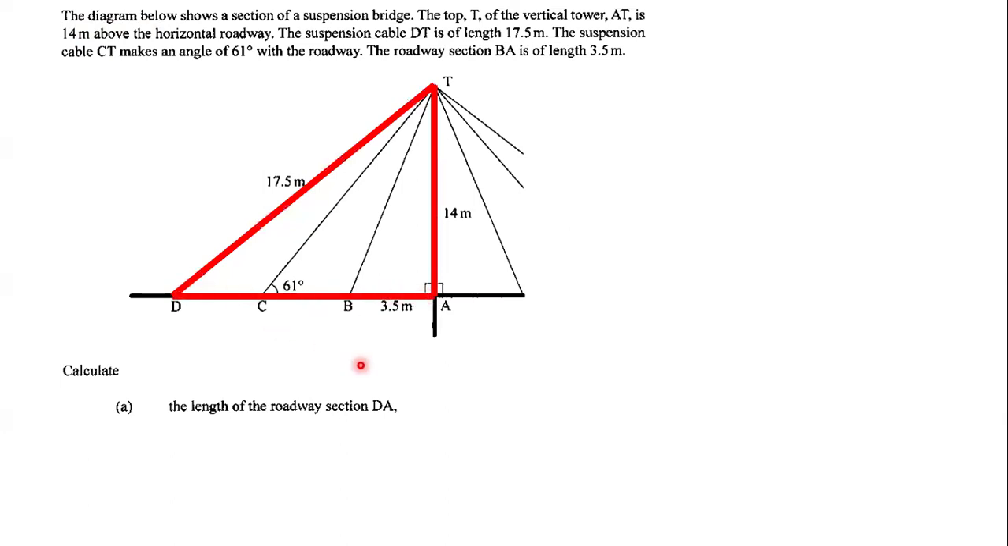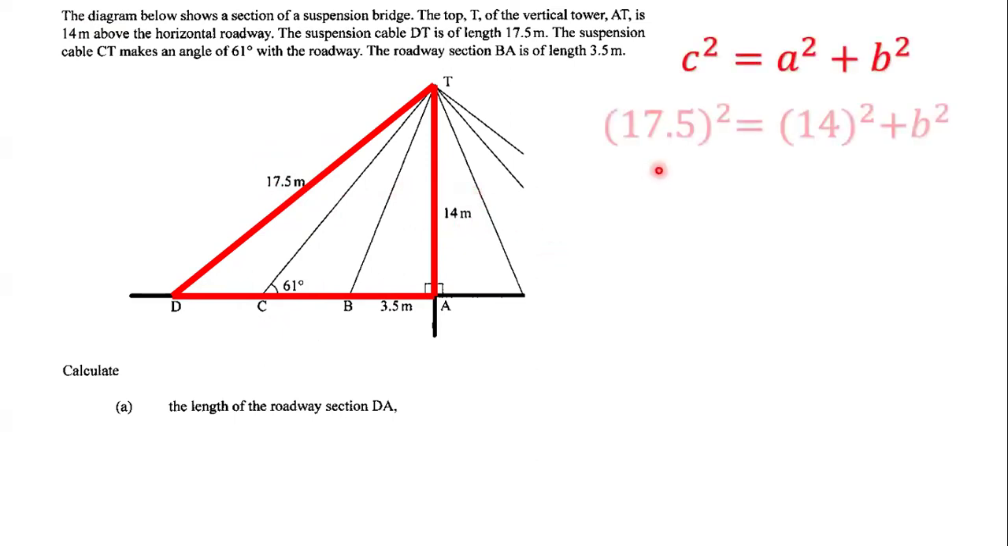And so notice that we already know that this side is 17.5, and we already know that this side is 14. And so we have to use the Pythagoras theorem, which is going to help us. Now, notice that C is the hypotenuse of the triangle. So C is 17.5, and A is 14. And what we're trying to find is this length, DA, and this length right here is B.